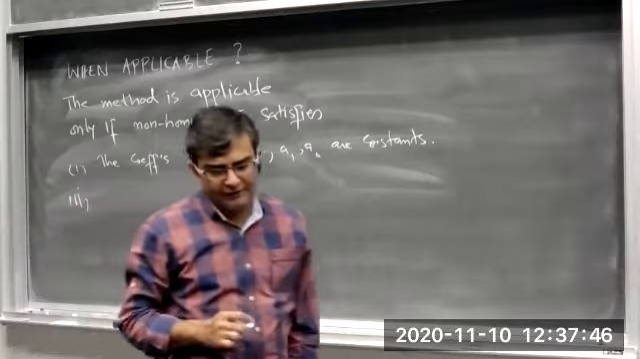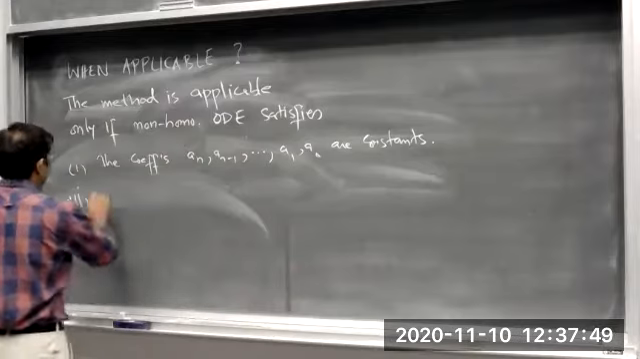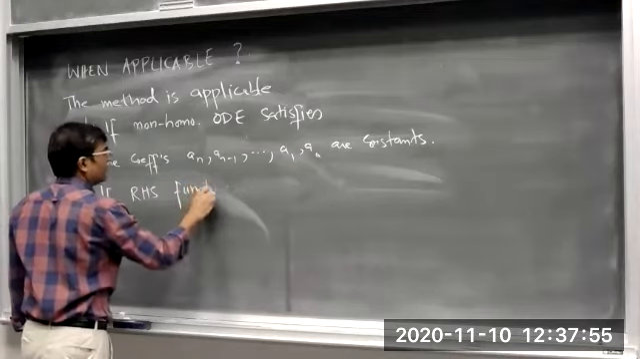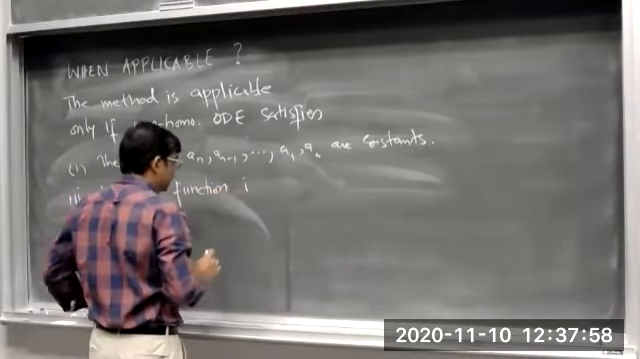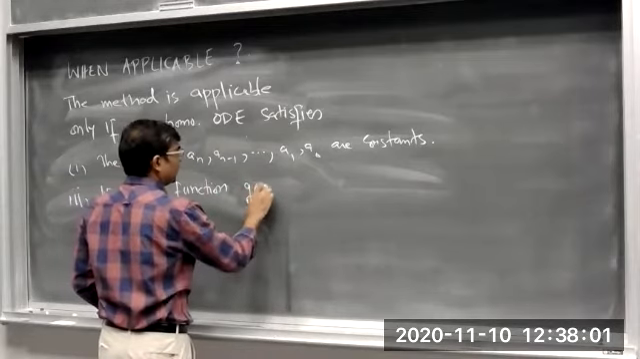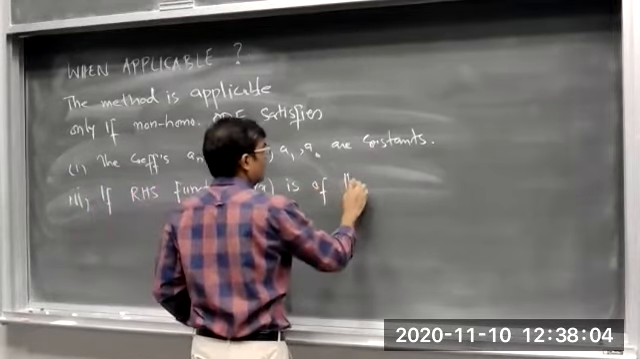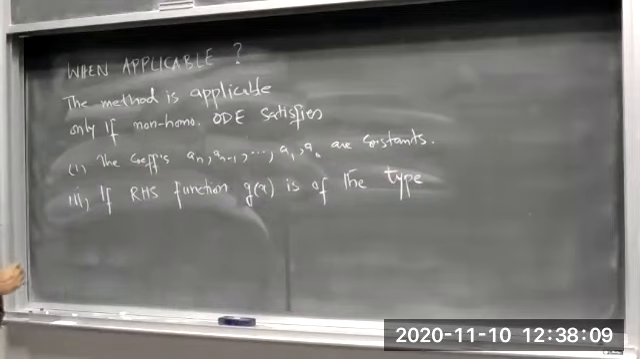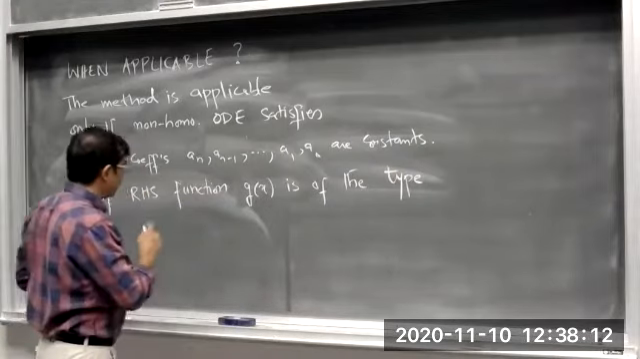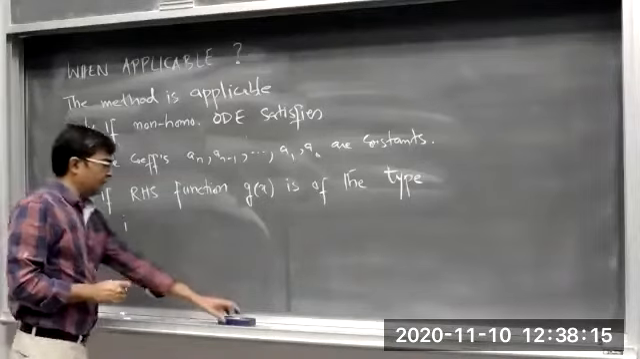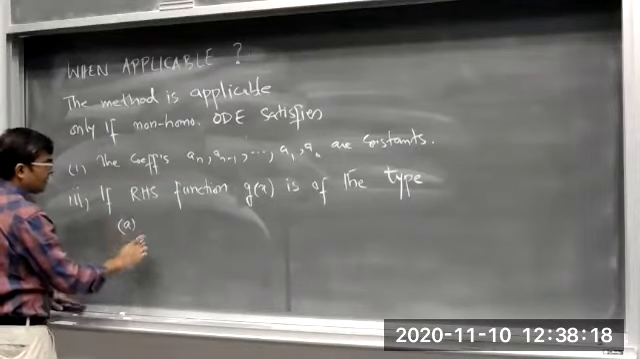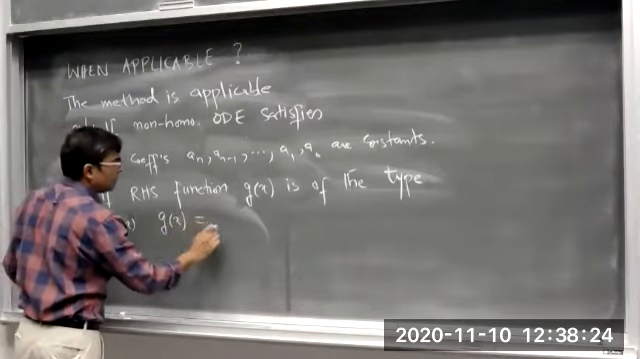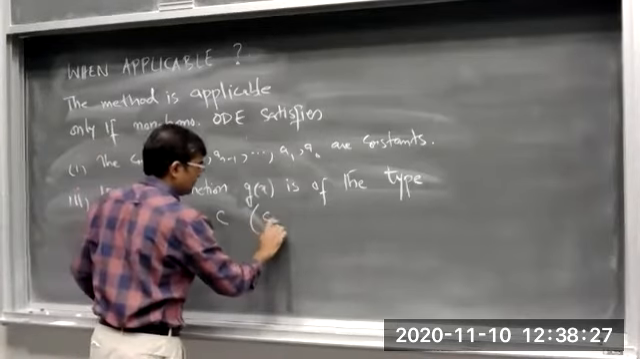this method is only applicable if the right-hand side function g of x is of the following type. What is the type of g of x in this case? Number one, g of x is constant. A constant function. g of x is a constant function.